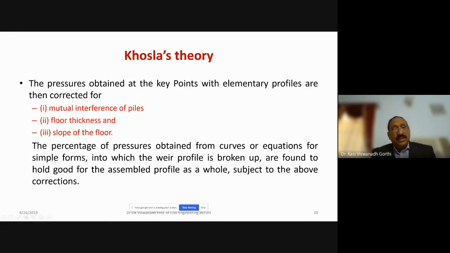The pressures which are obtained based on Khosla's theory are to be subjected to corrections like correction for mutual interference of the piles, and correction for the thickness of the floor. Similarly, correction for the slope of the floor also. If it is not horizontal, what is the effect of the sloped floor? That also is to be taken into account.